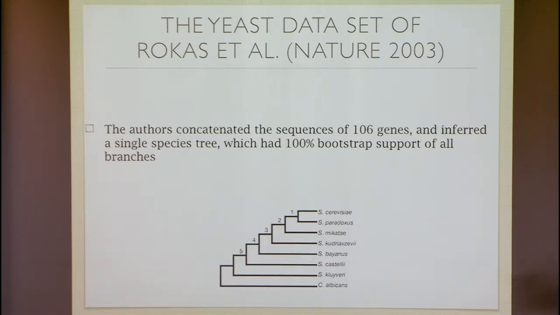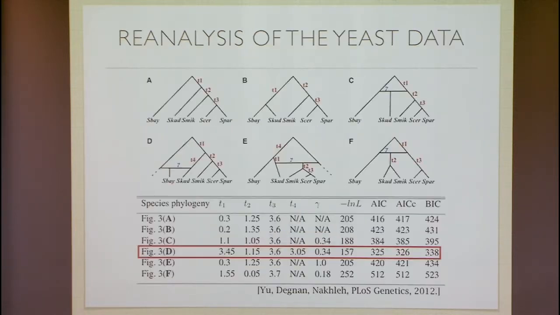Okay? We have reanalyzed the yeast data set. Also, again, we heard about concatenation in the morning. This is the yeast data set from a famous study where the sequences were concatenated and a species tree was obtained with 100% bootstrap. Using our analysis, we find that an evolutionary history with hybridization and longer branches explains the data much better.